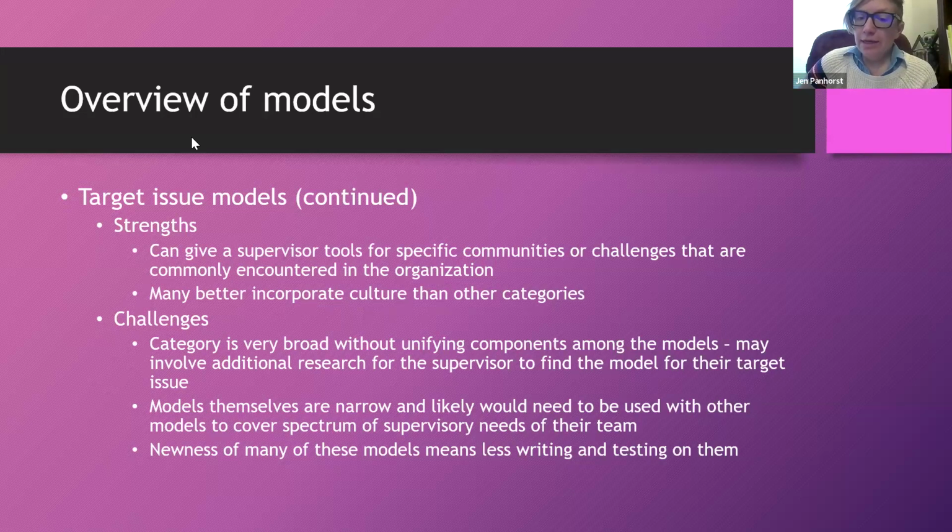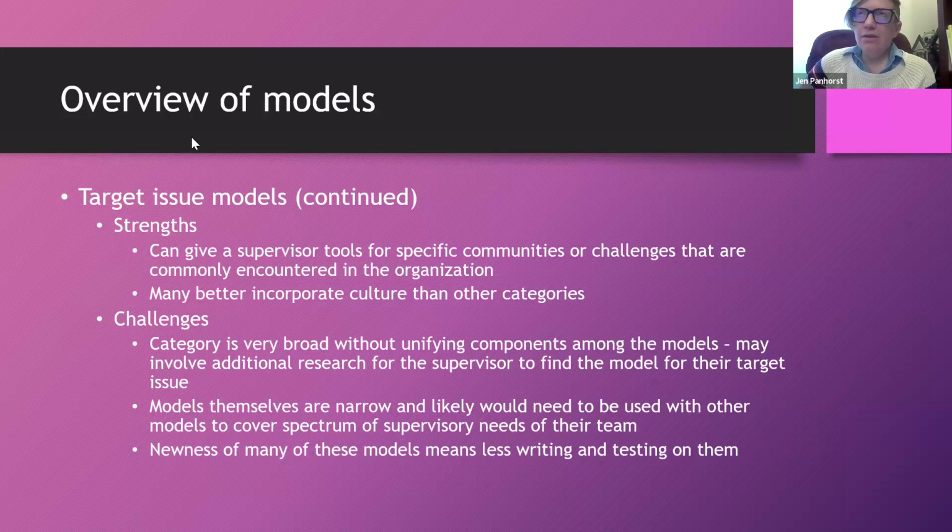Challenges to these models is that finding the one that's going to fit those target areas, those target issues, can take some research. Because, as you might imagine, even though we're talking about things that are fairly narrow, this is an incredibly broad category. And so unlike the other ones that we talked about, there's not really unifying concepts amongst the different models. It can take a little extra digging to find one that is going to suit your needs. And a lot of times they do have to be paired with something else to meet all the needs of the team that you're supervising.